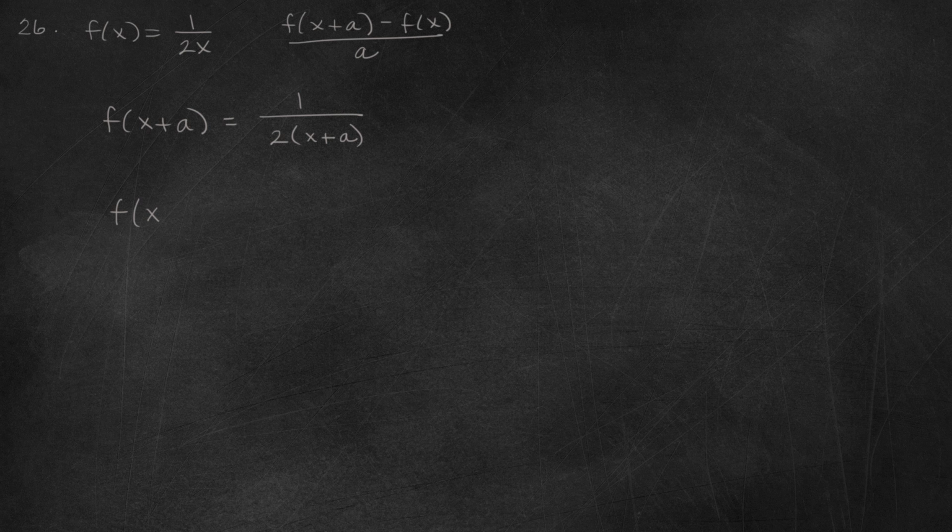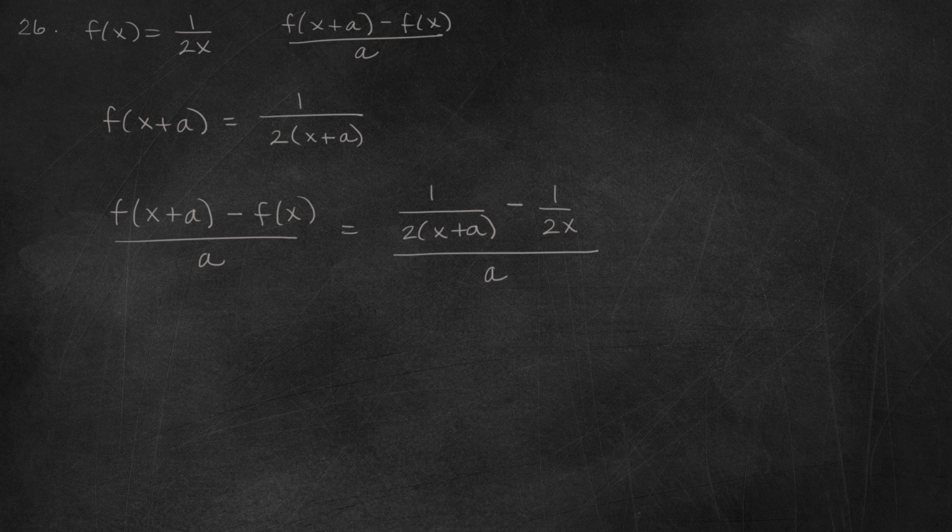And then f of x plus a minus f of x all over a would be 1 over 2 times x plus a minus 1 over 2x all over a. This is a complex fraction, so we saw earlier to simplify a complex fraction, we identify the least common denominator, which in this case is 2x times x plus a, and we're going to multiply the numerator and denominator of the outside fraction by the LCD.